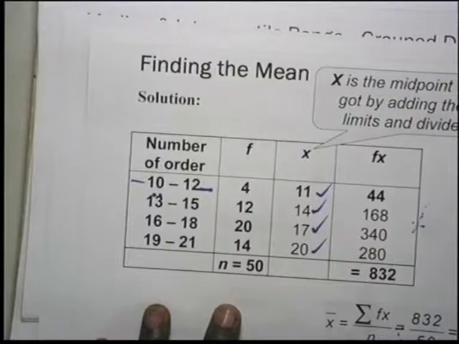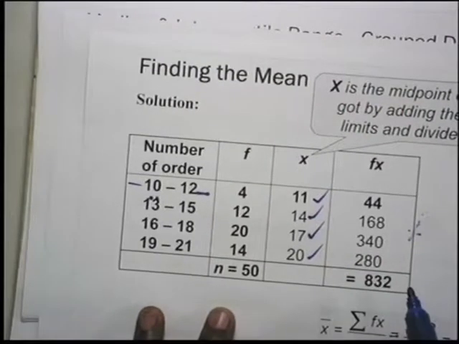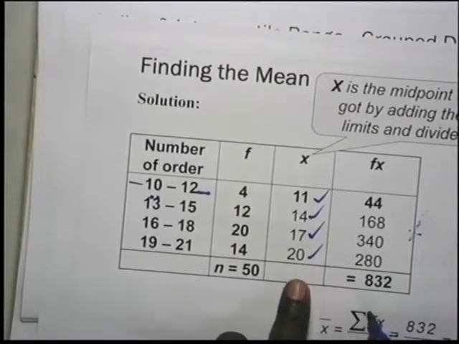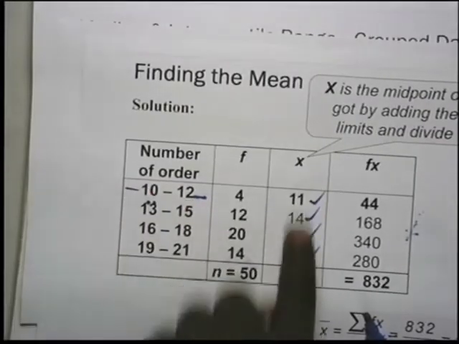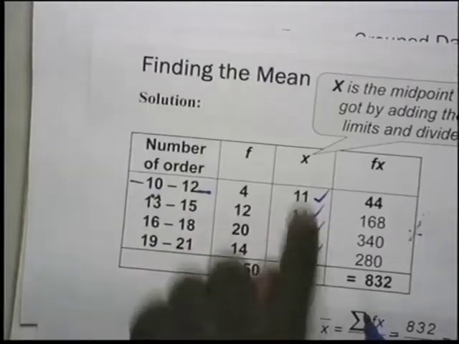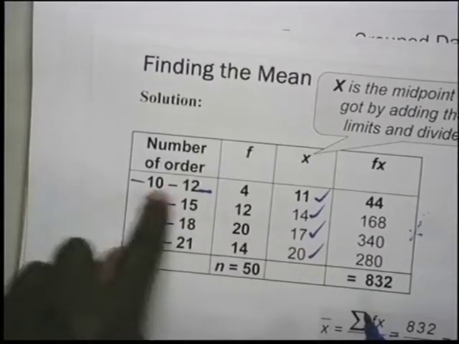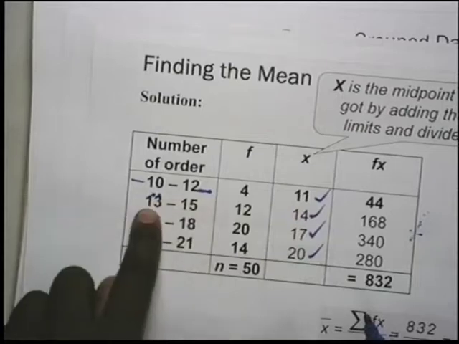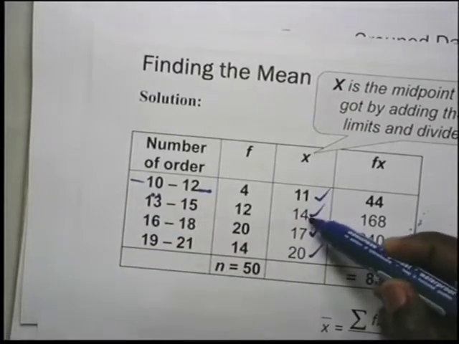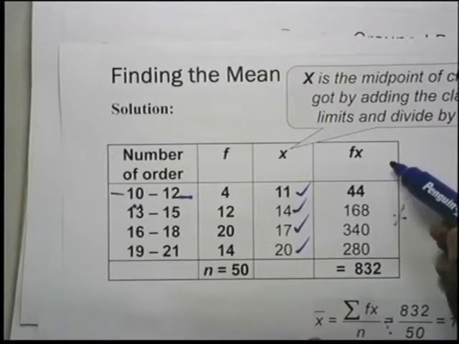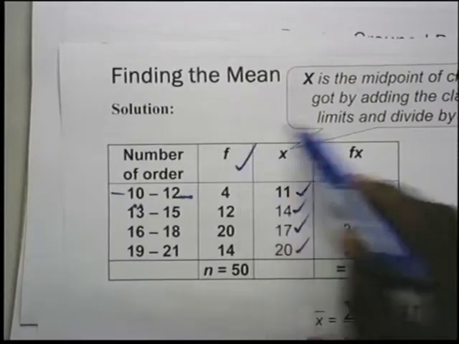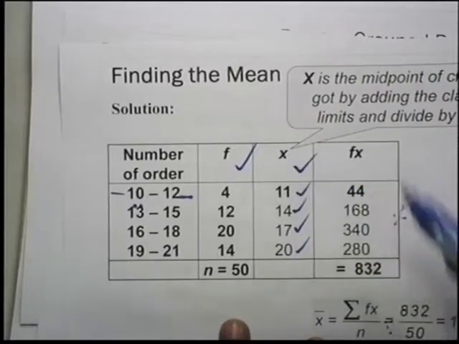So x, like I've indicated here, represents the midpoint of the class, which we get by adding the class limits and dividing by 2. Having done that, instead of having a group, we are now representing these classes or categories by one number. So 10 to 11 is represented by 11, 13 to 15 is represented by 14, and so forth. Now, in the fourth column, we'll multiply the frequency by the midpoint.